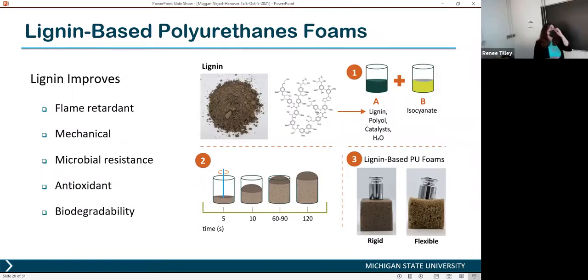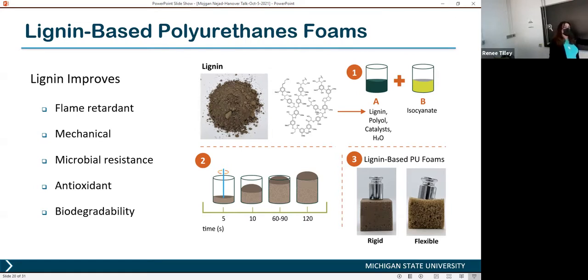Now moving on to the foams. I had a couple of different projects on flexible foam and rigid foam application. Why are we considering using lignin in foam application? Not only improving sustainability, using renewable material, but also lignin provides flame retardancy, mechanical performance, antimicrobial resistance, antioxidant properties, and is biodegradable.